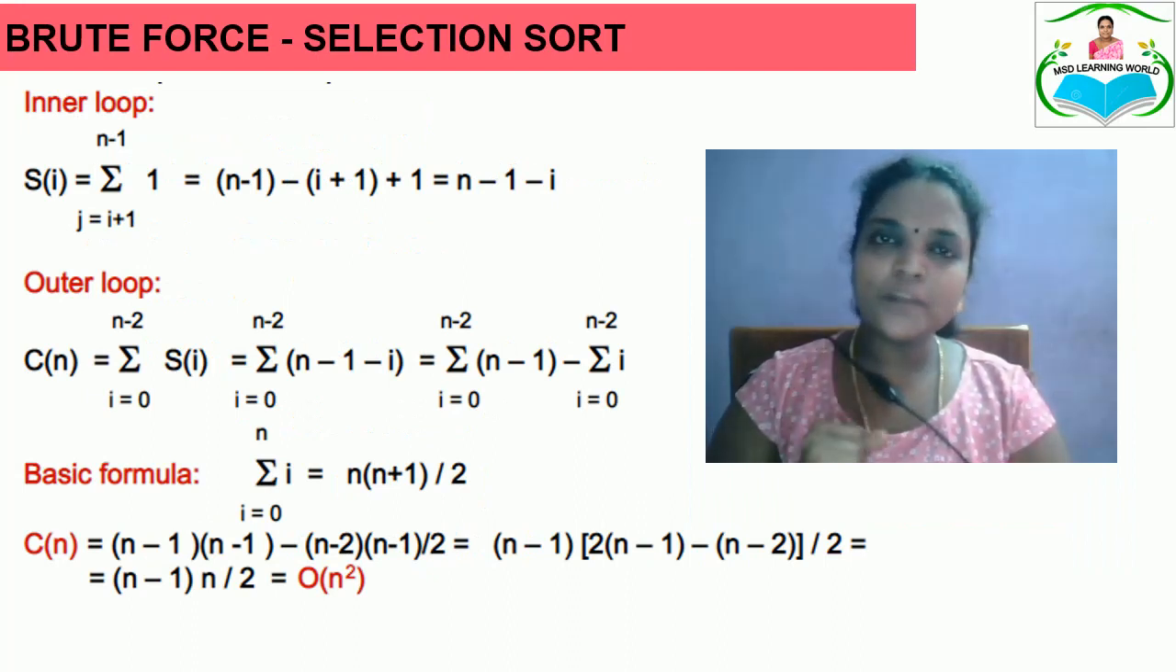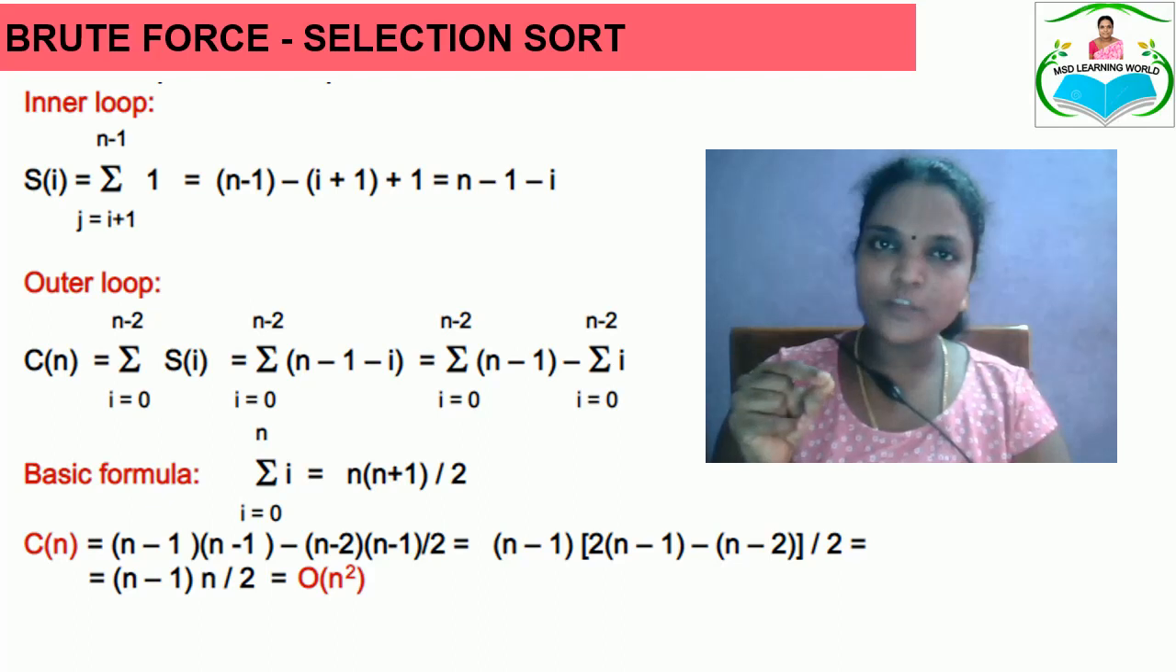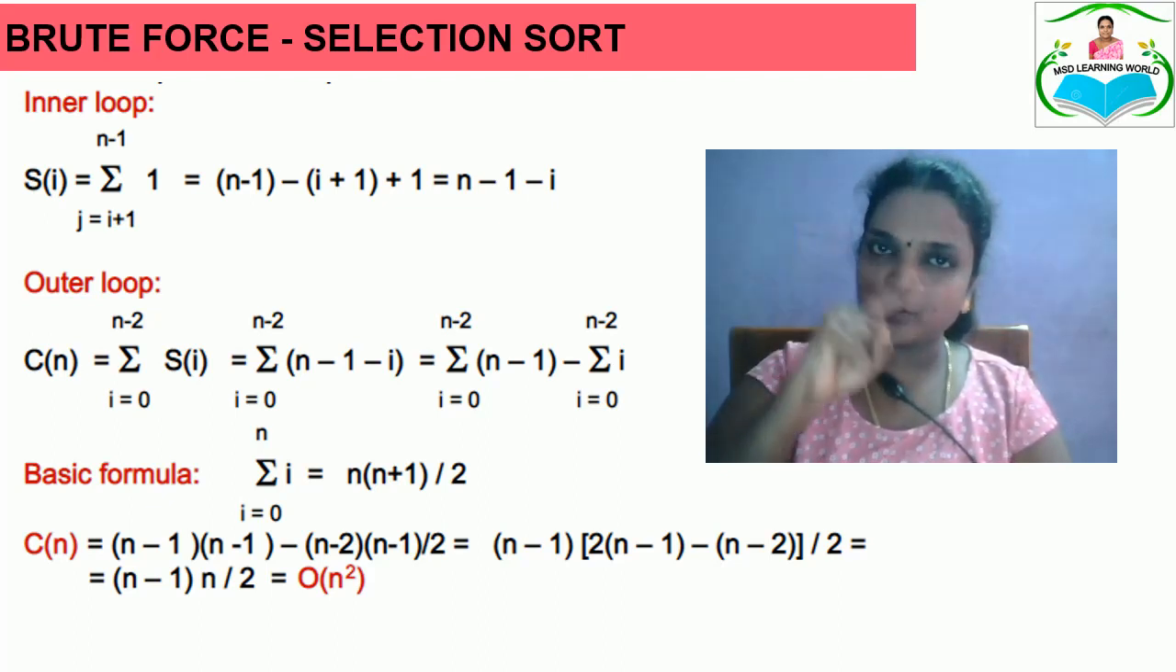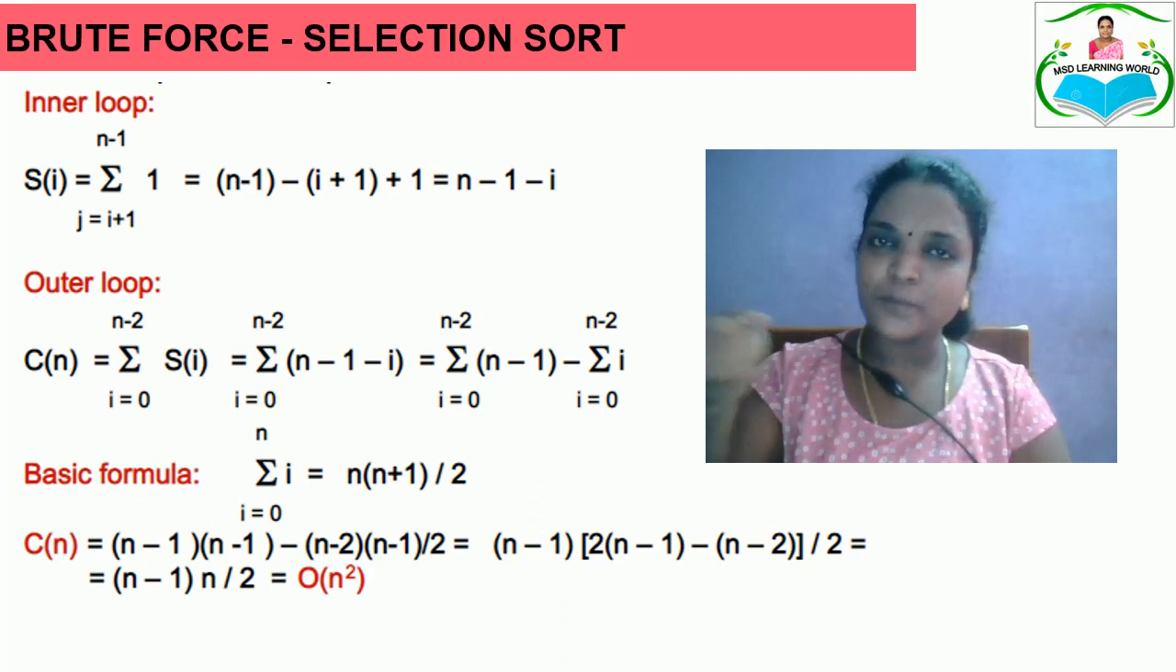The time complexity of selection sort: the inner j loop is executed n minus 1 minus i times, and the outer loop is executed for i equal to 0 to n minus 2. When you expand it, you get n into n minus 1 divided by 2, which is of the order of n square. So the total time complexity is order of n square.